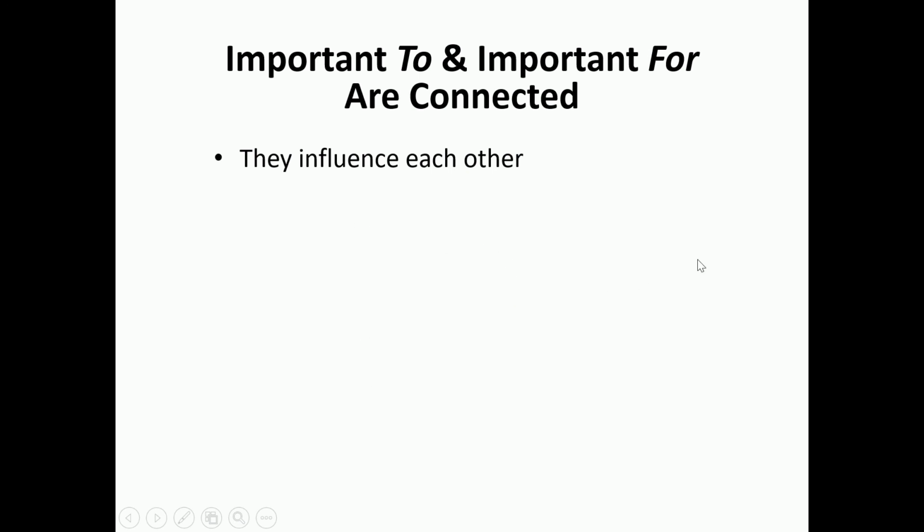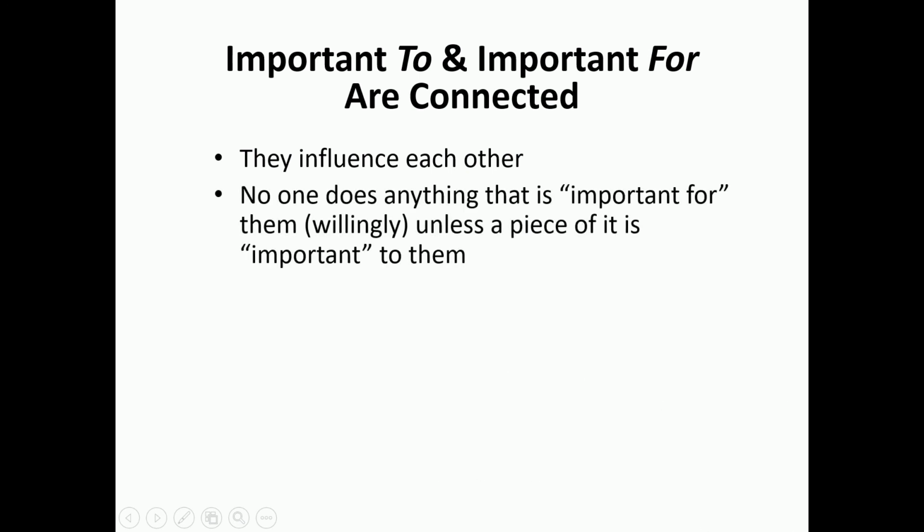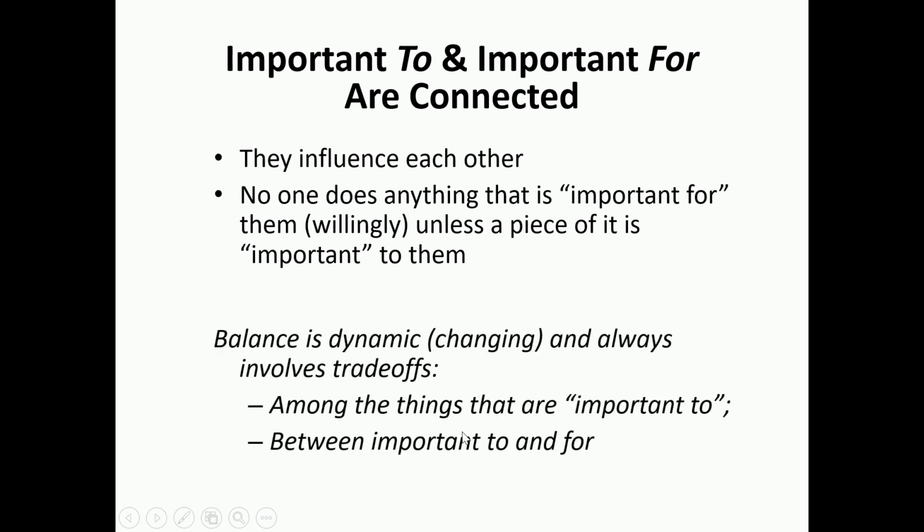How are important to and important for connected? Well, they influence each other in important ways. No one does anything that is important for them willingly unless it's a piece of what's important to them. So if it's important to you to look a certain way, it might also be important for you to diet and to lose some weight. The balance is always changing and has to do with trade-offs. So things that are important to us and important for us, we're always balancing those two things.